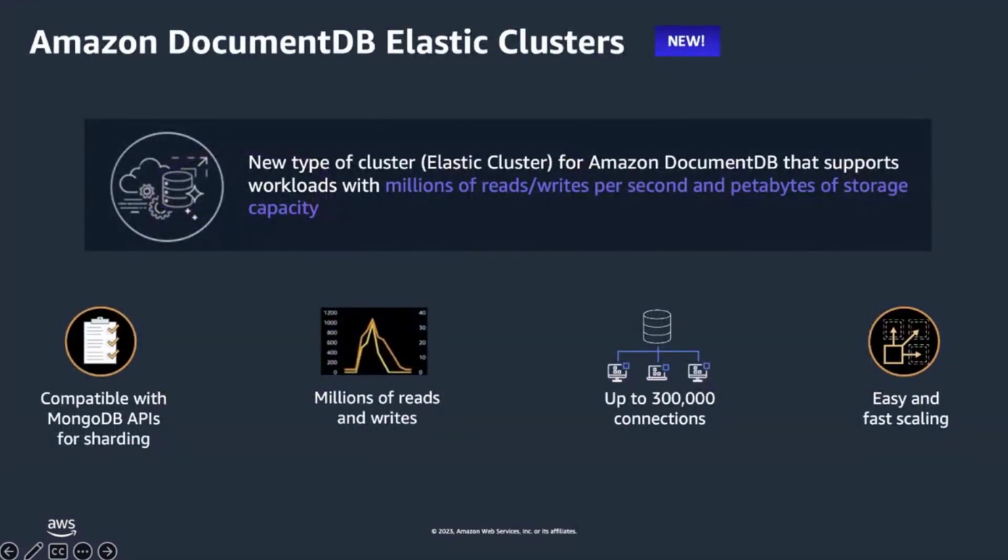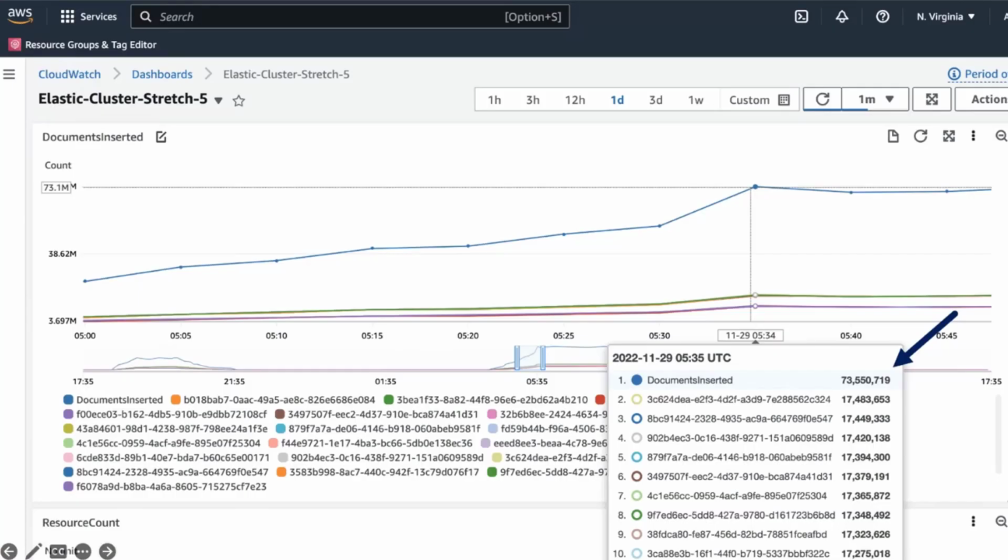And that's the approach we took with elastic clusters. Elastic clusters are a new type of cluster for DocumentDB, and we can support up to millions of reads and millions of writes per second with petabytes of storage capacity. So here's a screenshot of that in action.